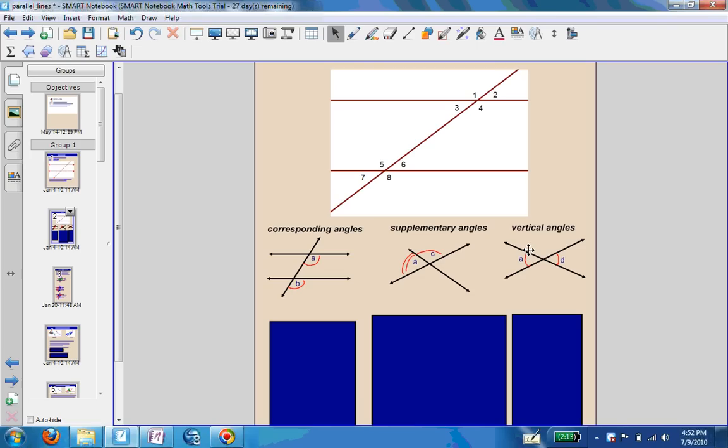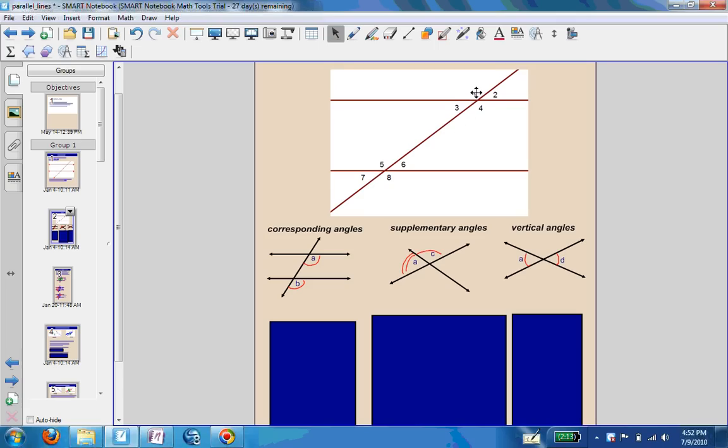The next definition we already know is vertical angles. And we know that any time two lines intersect, the angles across from each other are going to be congruent. So we're going to see lots of vertical angles when we're working with this diagram of two parallel lines cut by a transversal. The transversal creates the vertical angles when it cuts through each of the parallel lines.